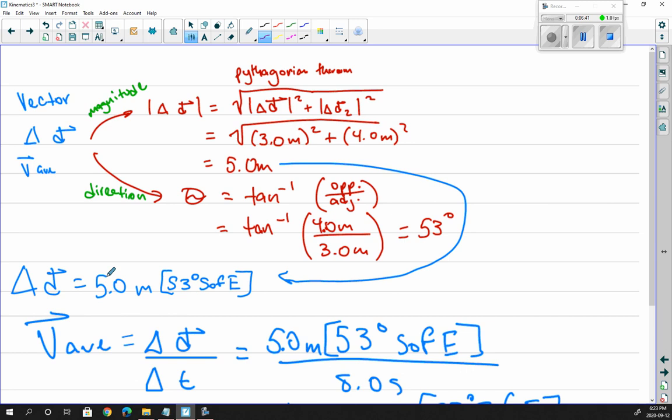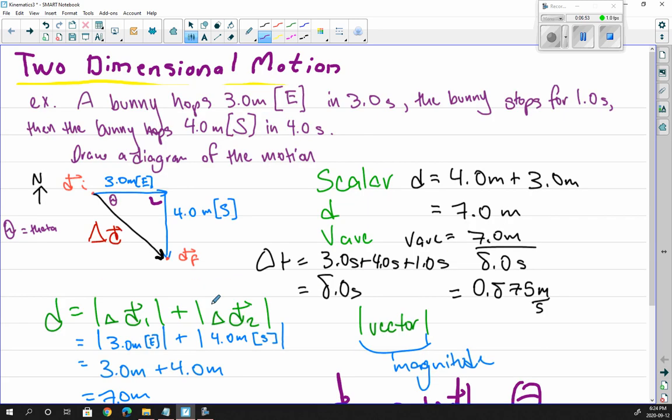And now you brought the magnitude calculation and the direction calculation back together, and we get 5 meters, 53 degrees south of east, which literally means the new position is 5 meters away from the initial position at an angle of 53 degrees south of east. It's just not 5 meters away. 5 meters away could be in any direction. It's in a particular direction, the direction that you calculated.